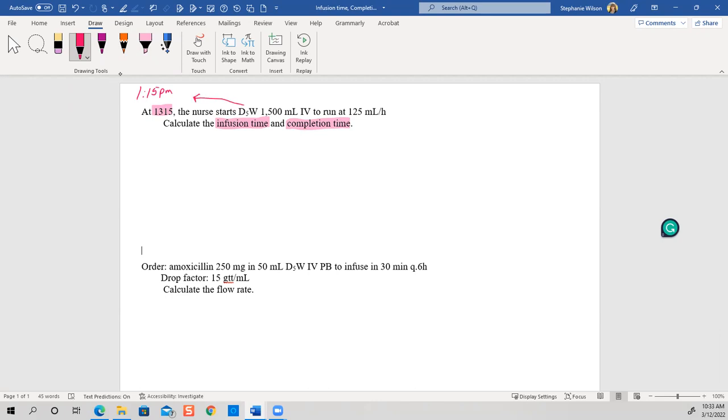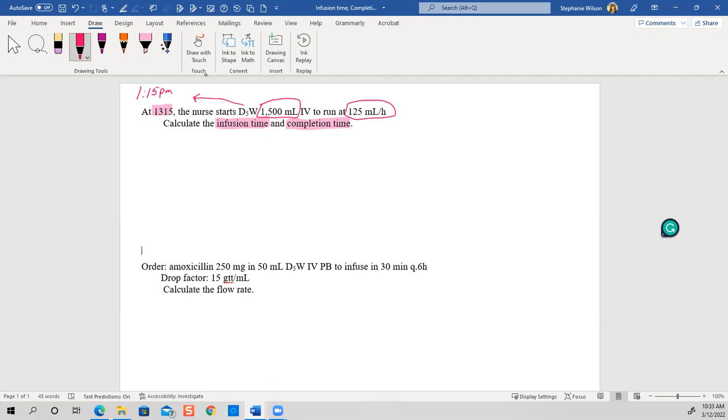And the order was 1,500 milliliters IV to run at a flow rate of 125 milliliters per hour. So you're not given how many hours they're going to actually do this infusion for, so you have to calculate it. And so we know it started at 1:15. We don't know when it's going to end.